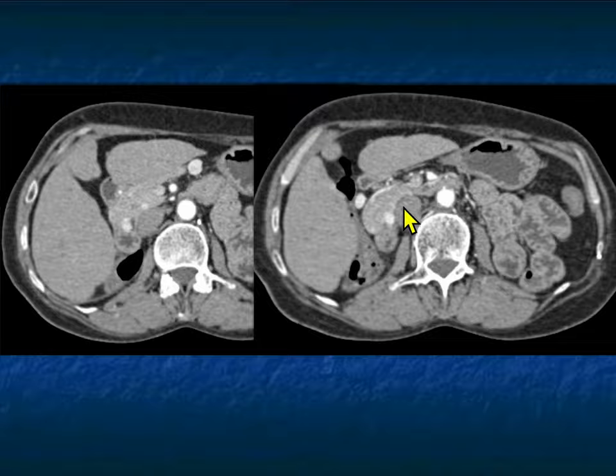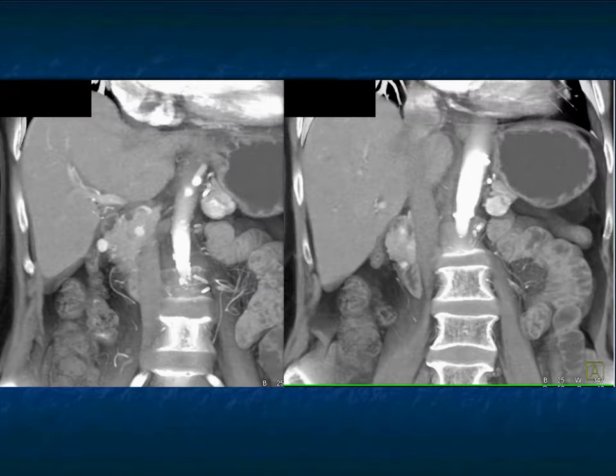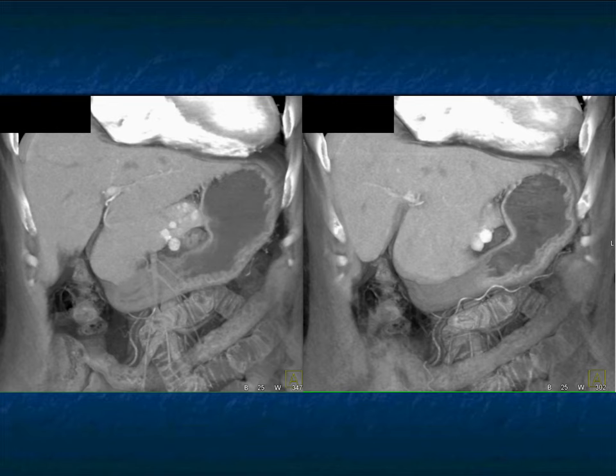You see a node right here adjacent to the duodenum, which is vascular, which is also metastatic disease. So again, now we're dealing with multiple sites of disease in the pancreas, multiple sites of disease to nodes and to small bowel as well. And this is the typical pattern. When patients get metastasis, it's often multiple in multiple organs.